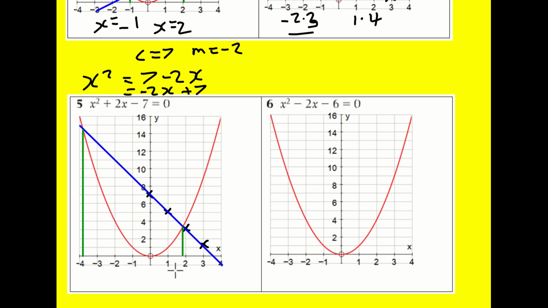And I think I'm going to get 1.9. You could maybe get away with 1.8. And minus 3.8 I'm going to go with. Probably would get away with minus 3.9, thereabouts. And it's x equals, remember, those are my solutions. Right, last one to try, go for it.